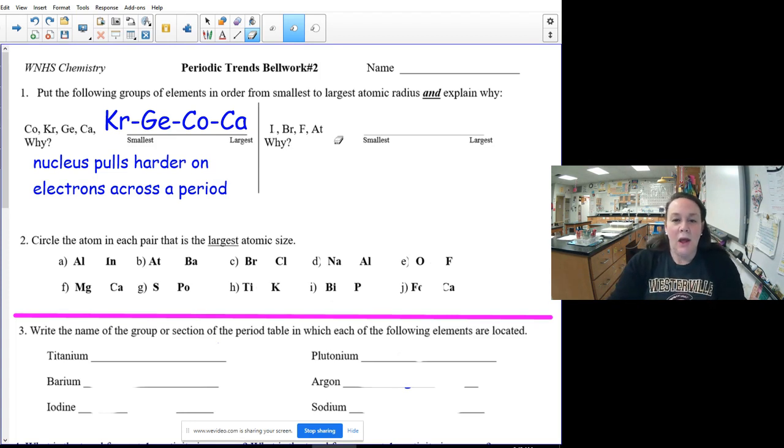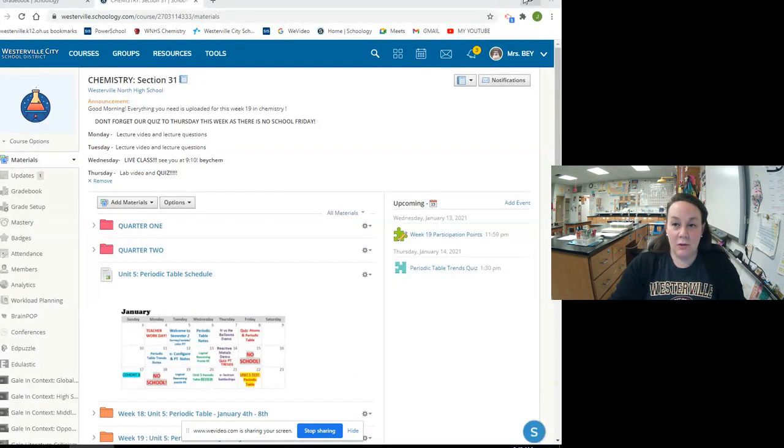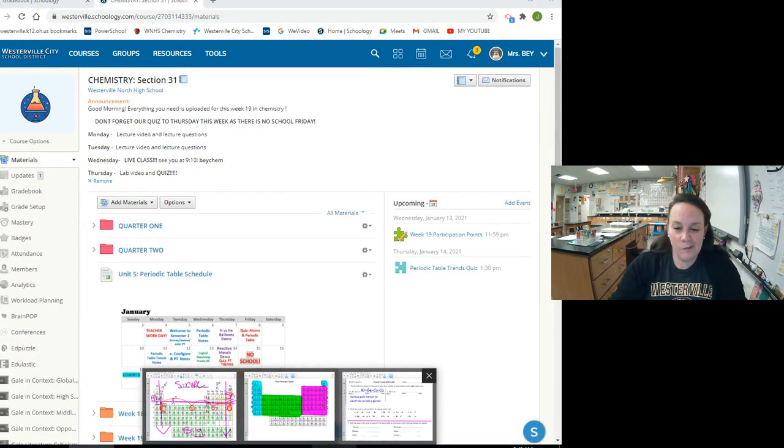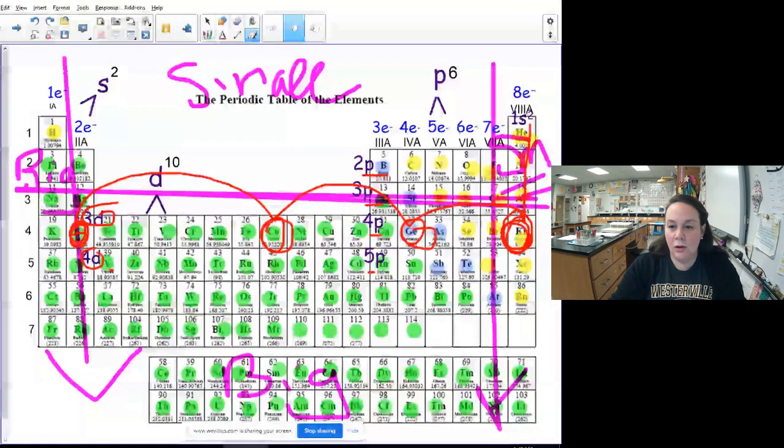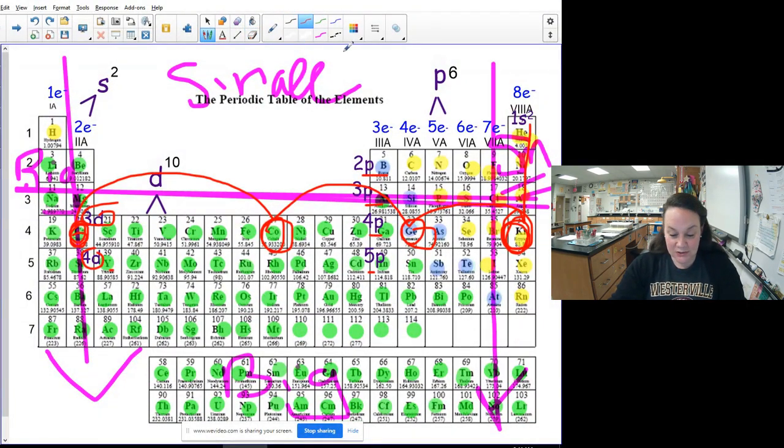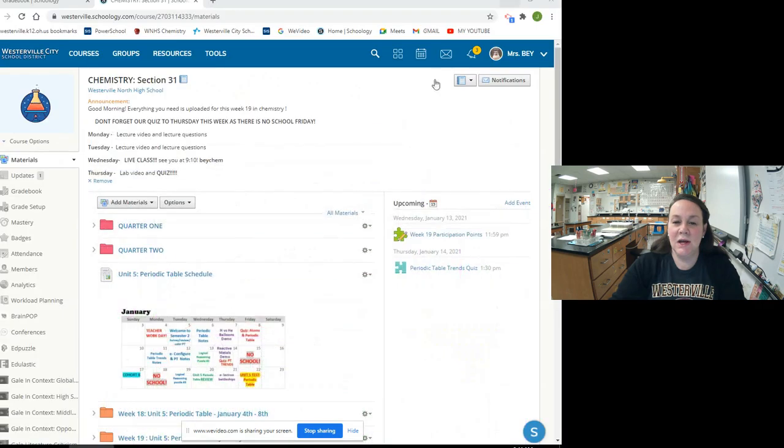Okay. And then let's talk about going up and down. So we have iodine, bromine, fluorine, and astatine. Iodine is here, bromine is here, fluorine, and then astatine, which is here. Again, it wants them smallest to largest. We know the smallest is on the top because they get bigger going down. So we'll go fluorine, bromine, iodine, and then astatine.